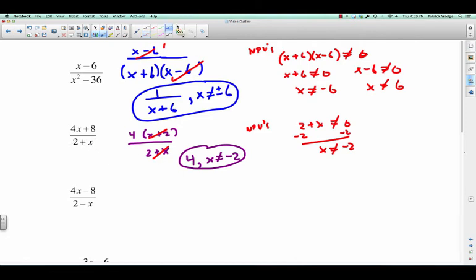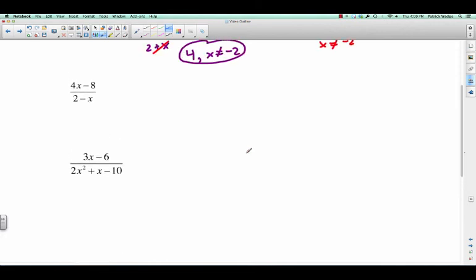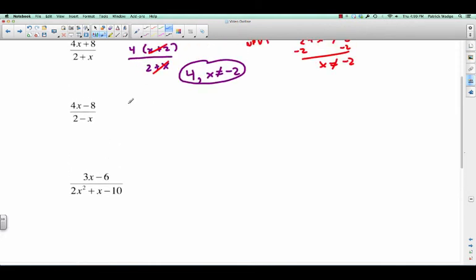Okay, next one's pretty similar. You're going to factor the top, so you'll get 4 coming out as a greatest common factor, and you're left with x minus 2. And on the bottom, you have 2 minus x. We'll get the NPV now. So 2 minus x, the denominator, cannot equal 0. I think what I'll do is I'll move the negative x to the other side, so it becomes positive x. So x cannot equal 2.